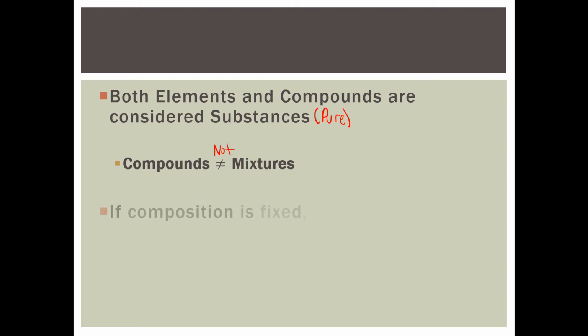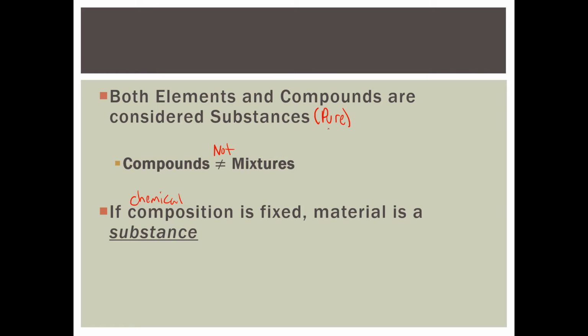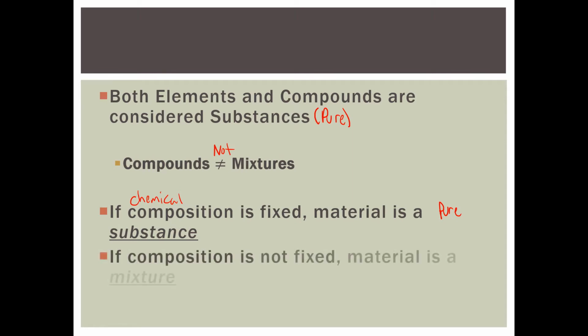So anytime the chemical composition is fixed, we consider that material a substance, or I guess more precisely a pure substance. If the chemical composition is not fixed, then the material is what we call a mixture. Okay, and then we had two types of mixtures from the previous lesson, remember? We had homogeneous mixtures and heterogeneous mixtures.